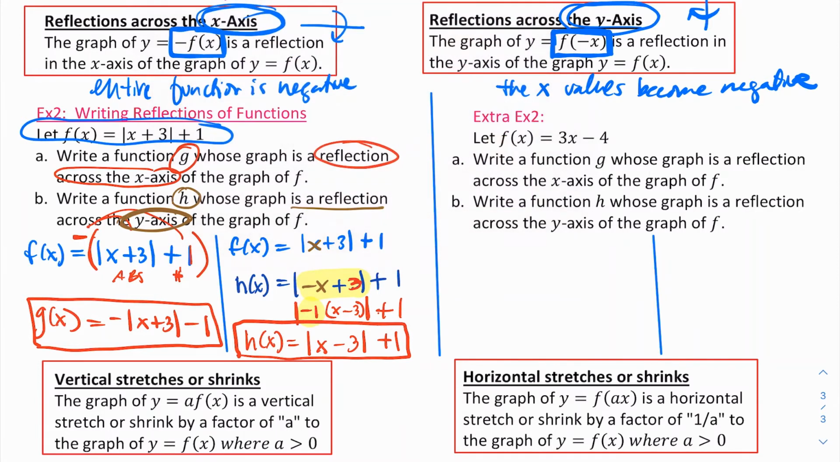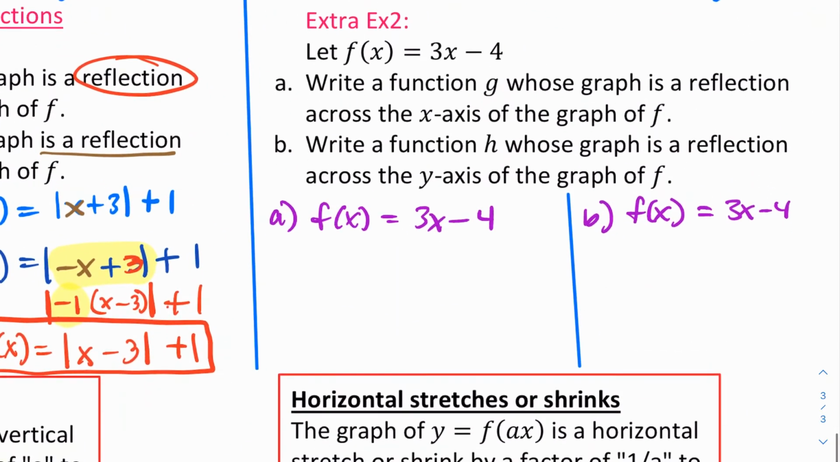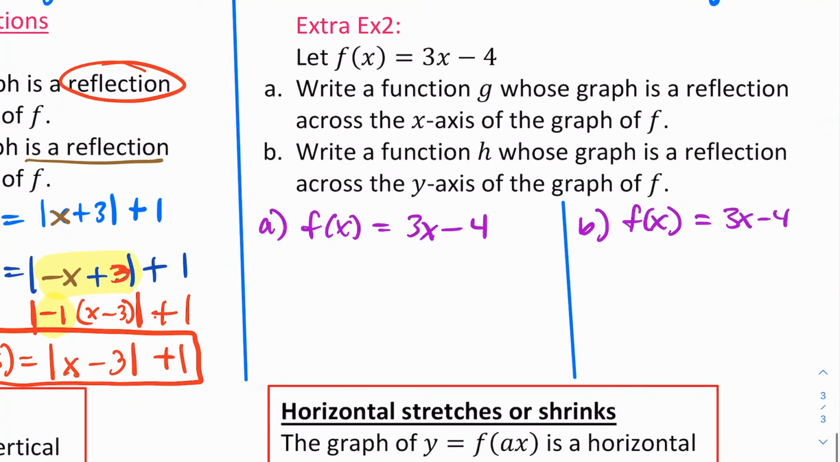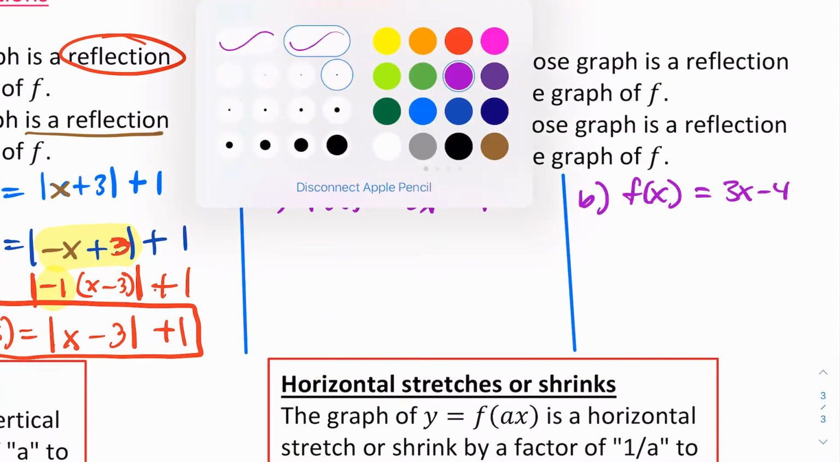For the next problem, you guys should try these both, please. And then I will come back and you can play the video afterwards to make sure that you did this correctly. For both a and b, I am going to write the f of x function. And I'm just going to make this bigger so it makes it a little bit easier.